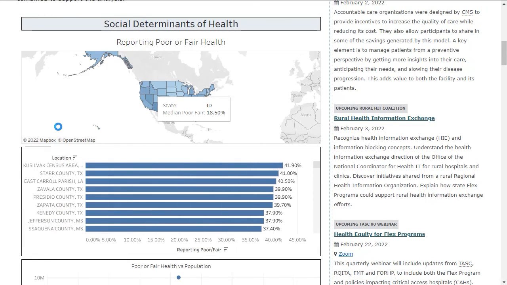So you can try this with different states and different counties, and take a look at the relationships between poor or fair health and population size, child poverty rate, mental distress frequency, and excessive drinking.